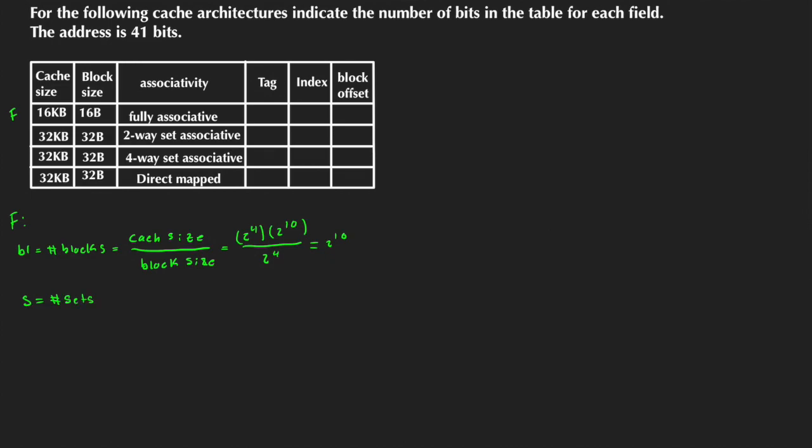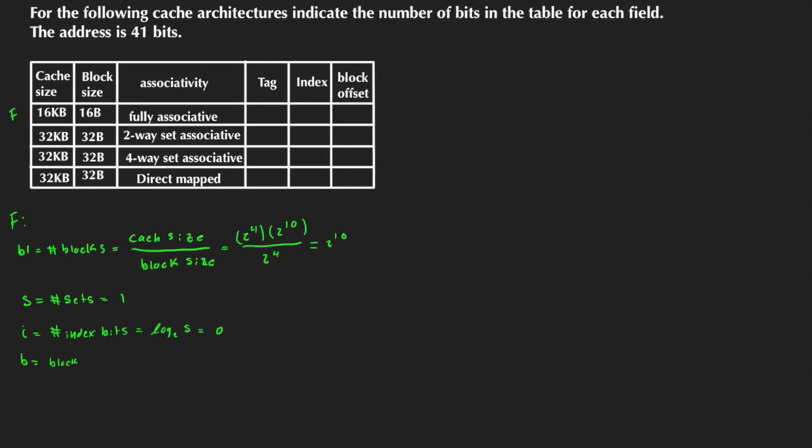Next, we're going to want to find the number of sets. I'm going to label that S. And for fully associative, that's always just going to be 1. Next, we're going to want to find the number of index bits, which I'm going to label I. And that is going to be log base 2 of S, which log base 2 of 1 is, of course, 0.